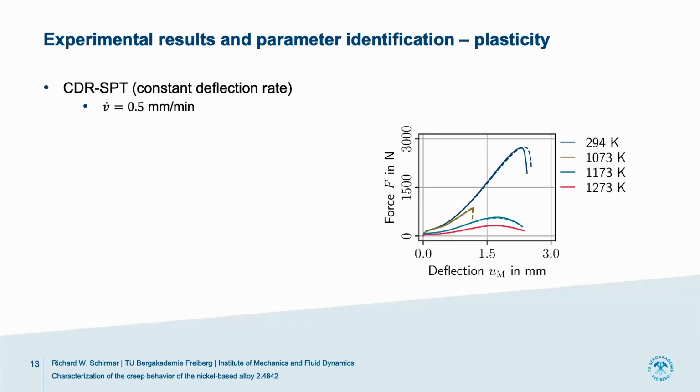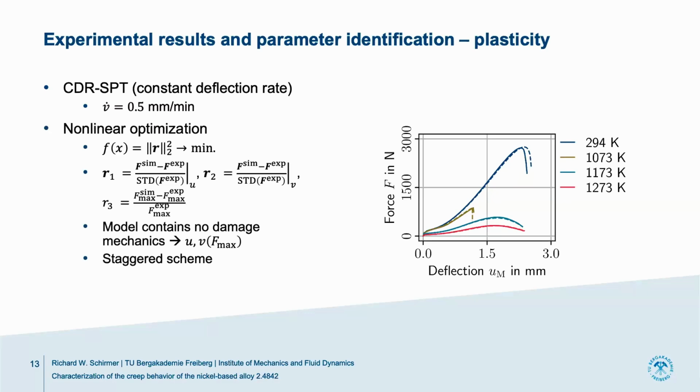Let's go to the experimental results using the small punch test. The constant deflection rate small punch test is similar to a standard tensile test. You basically push your ball with a constant velocity through your specimen. You end up with the following curves for each of those temperatures. And using some nonlinear optimization techniques with a residuum containing all the available data that we have, you end up with these results. So the black curves are our simulations. And the parameter identification is done in a staggered scheme, meaning we start with the elastic parameters and continue with the plastic ones.